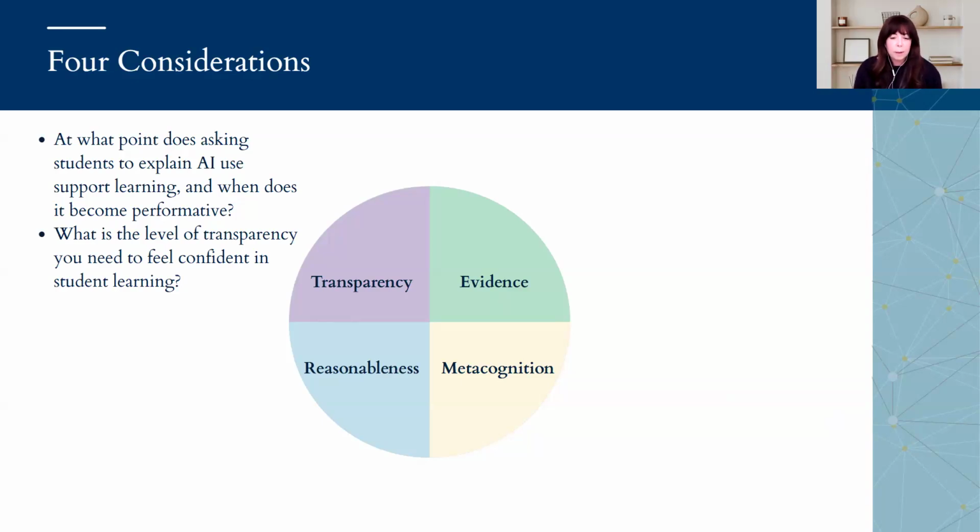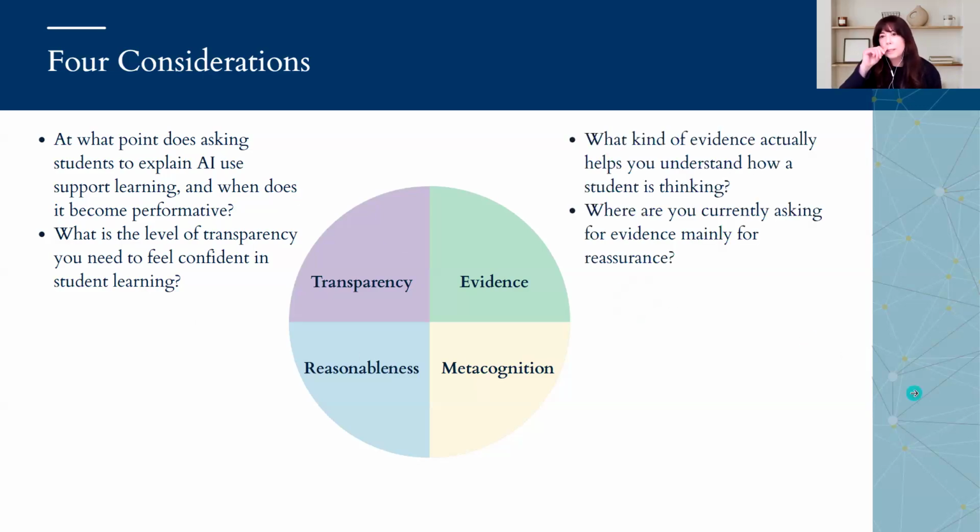So the first lens is thinking about transparency in terms of what we ask students to show about how AI is supporting their learning, and when it becomes excessive and performative. Those are some questions or tensions we want to think about. A question we would pose to you all is, what is the level of transparency that you would want in order to feel confident in your students' learning? That closely relates to the topic of evidence. So what kind of evidence is useful for you in thinking about a student's reflective processes or critical reasoning processes?